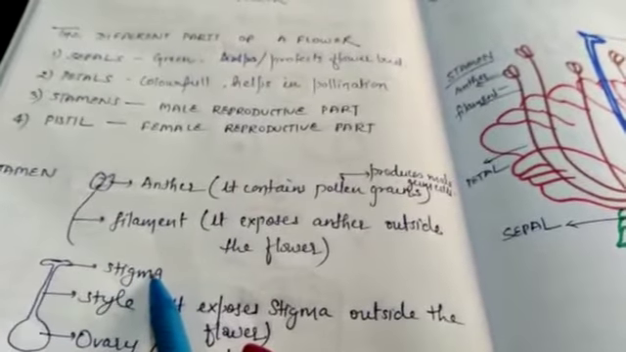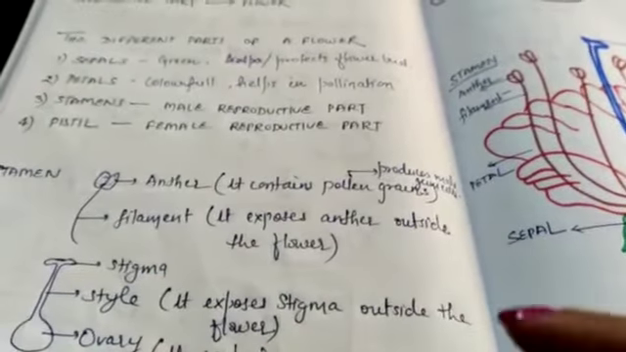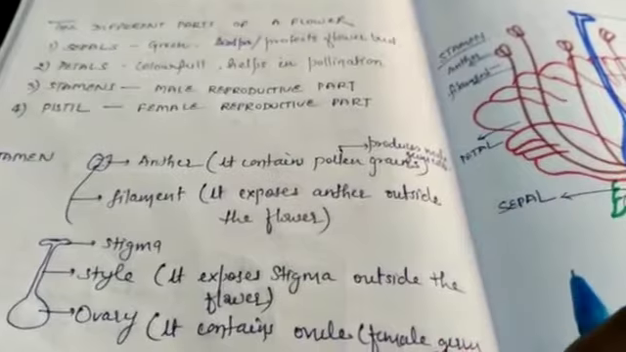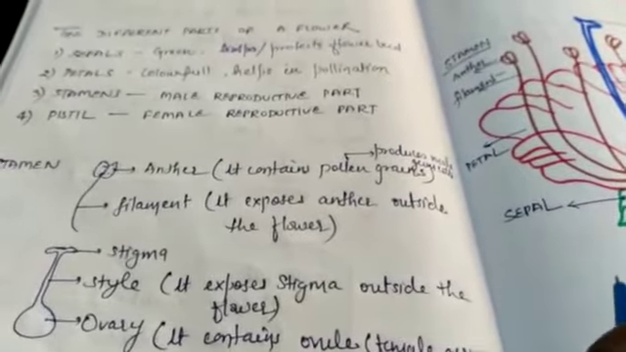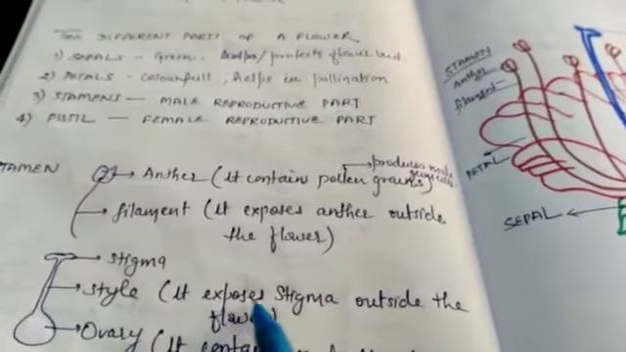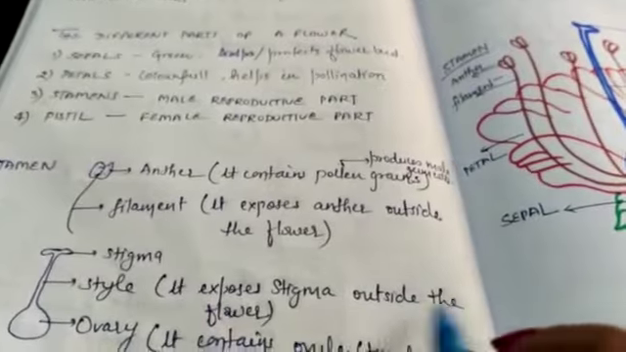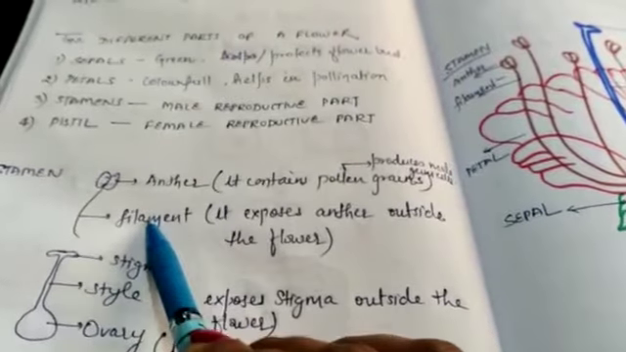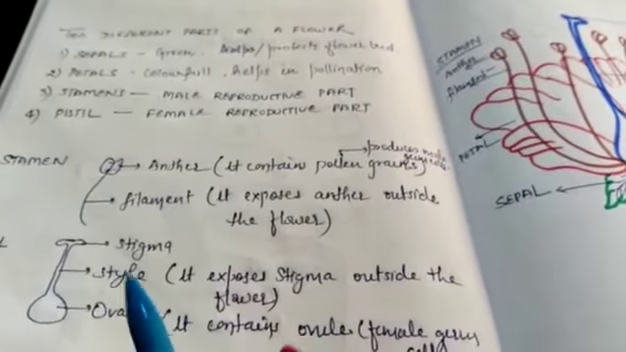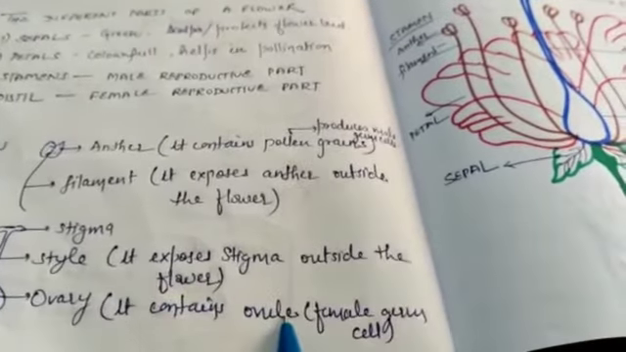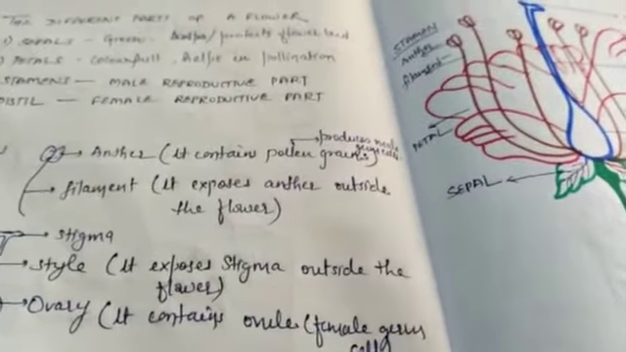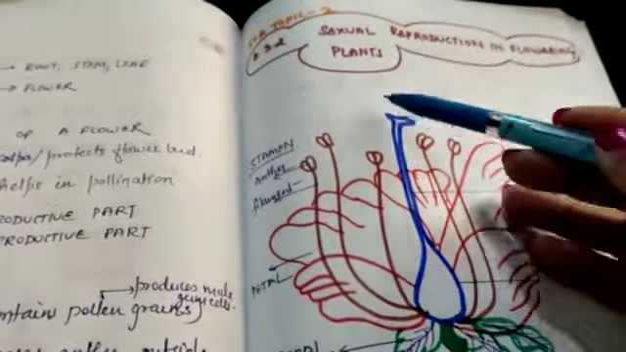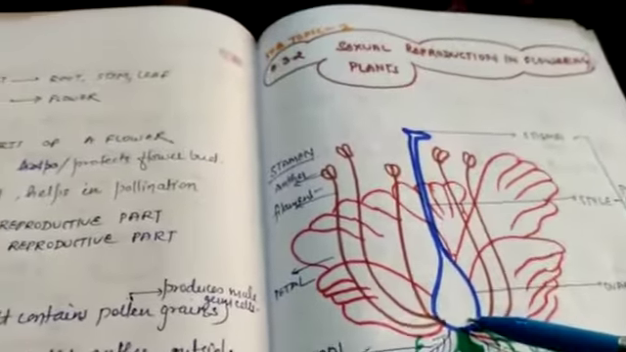Stigma function is to stick, right? They are sticky in nature. Function is to stick, right? चिपकाने वाला function होता है. Then style. Style function is to expose stigma outside the flower. Here exposes. This one is also for exposing. Then ovary. Ovary contains ovules. Ovule contains female germ cell, right? So here this blue structure, stigma, style and ovary.